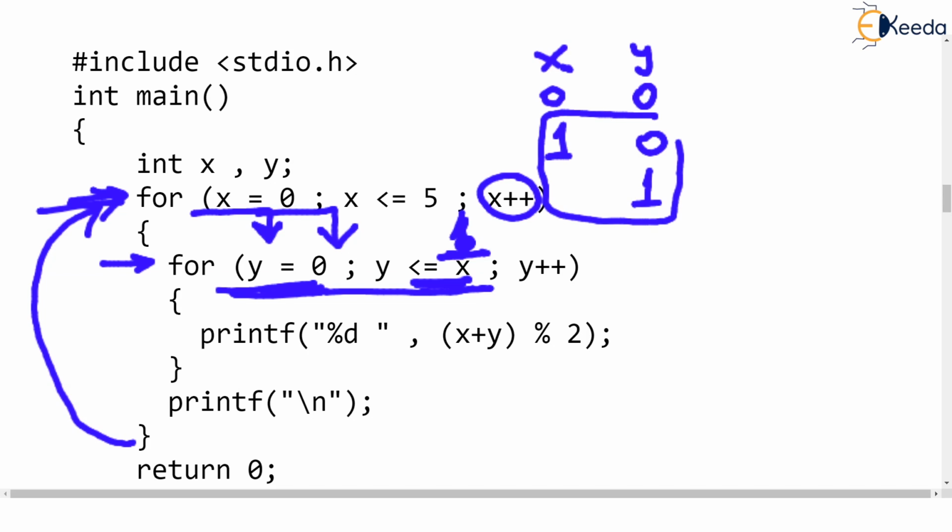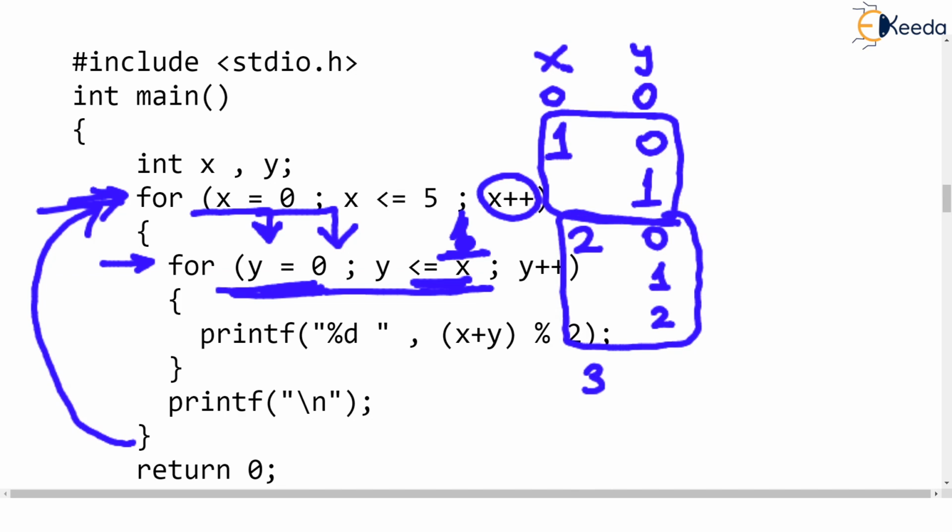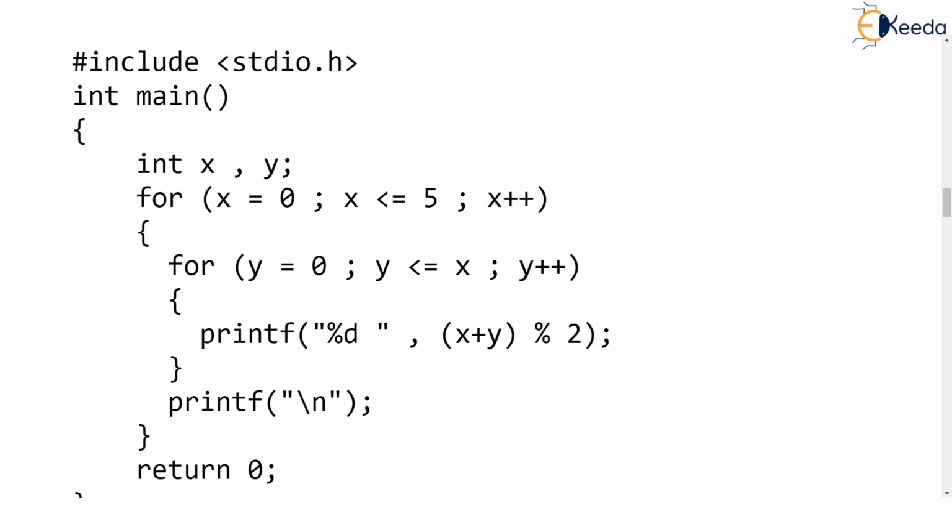So what happens when the value of x becomes 2? The outer for loop has x equal to 2. When x is 2, y will count from 0 to x, so y will be 0, then 1, then 2. Isn't it so? So what will happen when x becomes 3? y will count as 0, 1, 2, 3. And similarly, when x is 4, y will count from 0 to 4, and when x is 5, y will count from 0 to 5. I hope you are understanding. So we were just checking the values of x and y in the for loops.